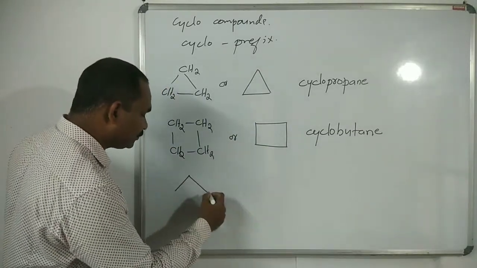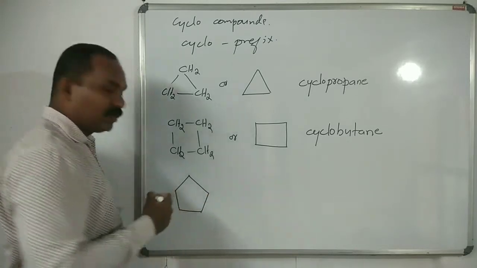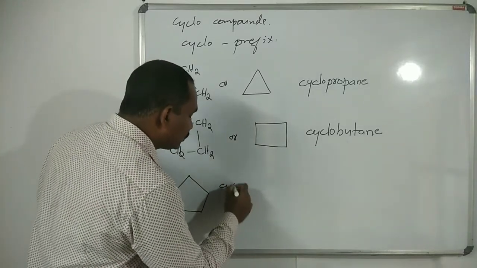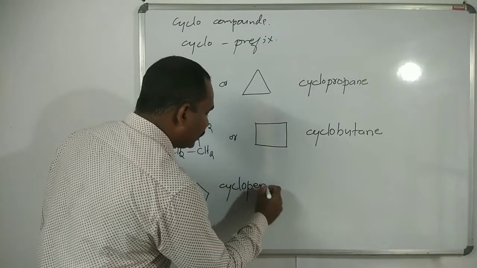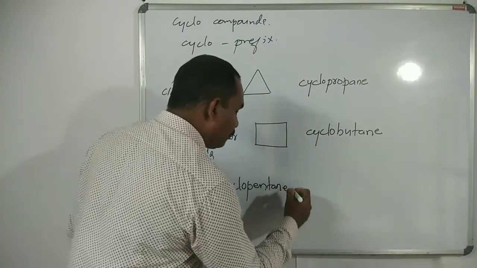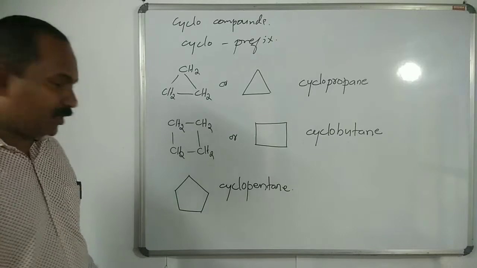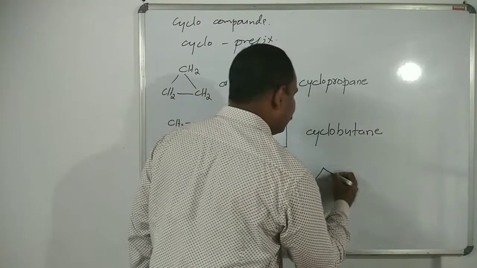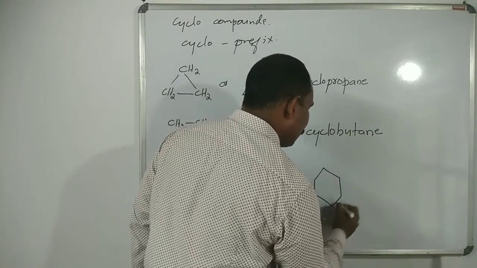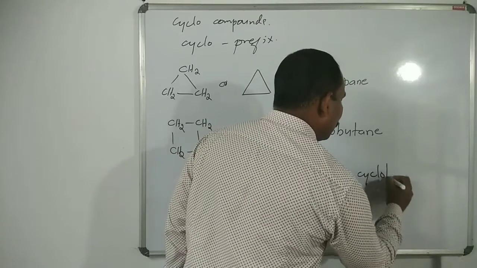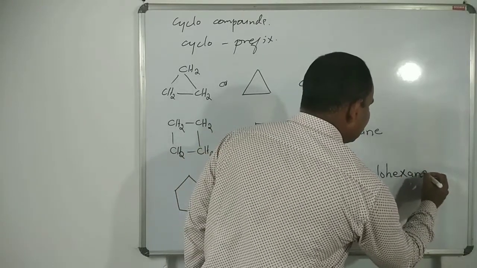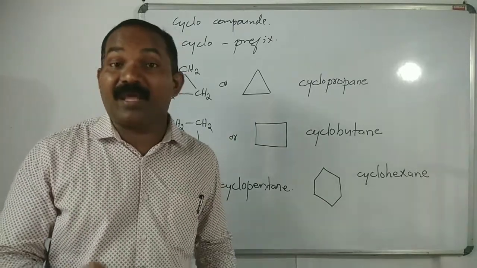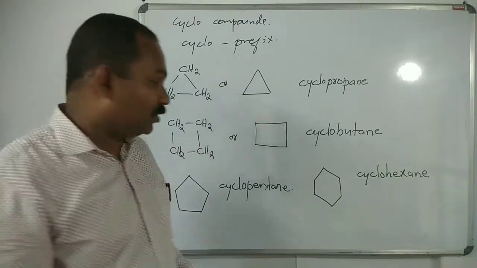Another one. What is the name of the compound? It is cyclopentane. Are you clear? 5 carbon atoms in the ring. Then another one is cyclohexane. Similarly, cycloheptane, cyclooctane.